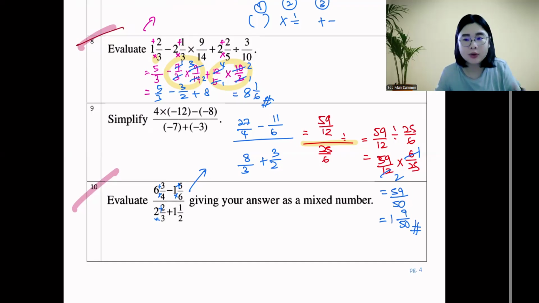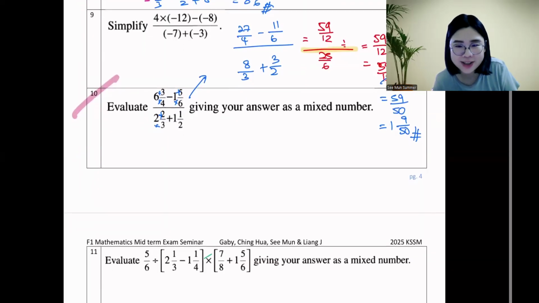You screenshot the answer, then go back and retry again. If after you do it you are still not quite familiar and not confident, it's okay. Go back and redo the question again until you get the answer. Okay, very good. 6 to 10.